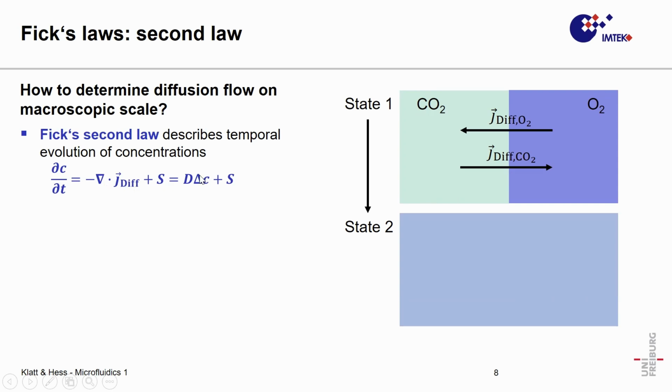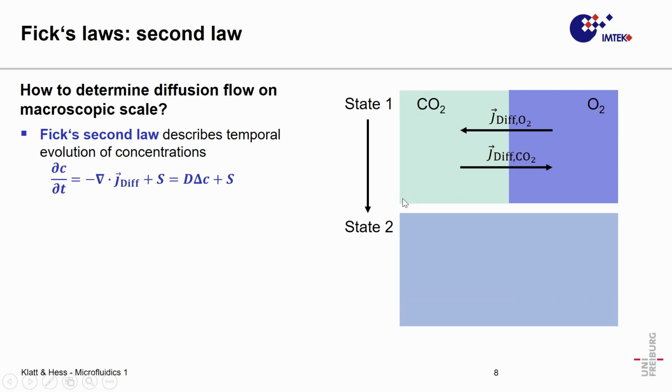And the flux is the gradient of the concentration. This is basically Fick's first law. And this is why you can write it like this: D times the Laplacian of C plus the source or sink term. And the idea of this equation is quite simple.